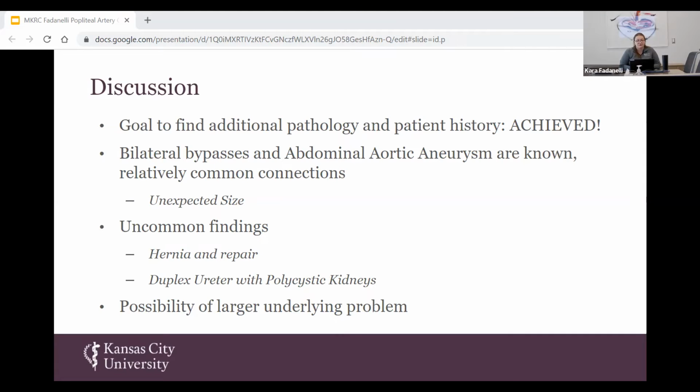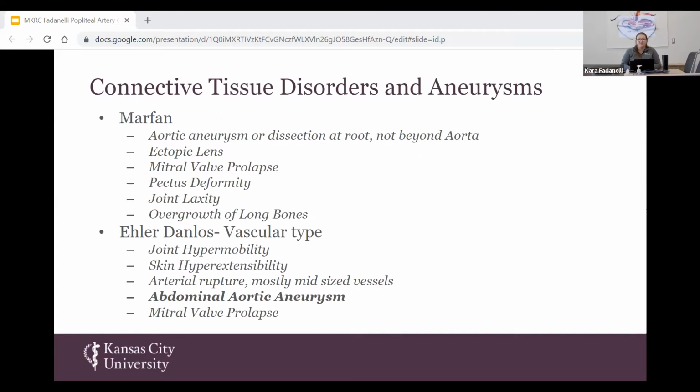And this points to extensive vascular circulation complications for our patient. Some of the findings that are not commonly reported with PAAs were our hernia with the prior repair and the bilateral polycystic kidneys. So considering the great span of complications in this patient, it does warrant considering a systemic problem. Perhaps a connective tissue disorder.